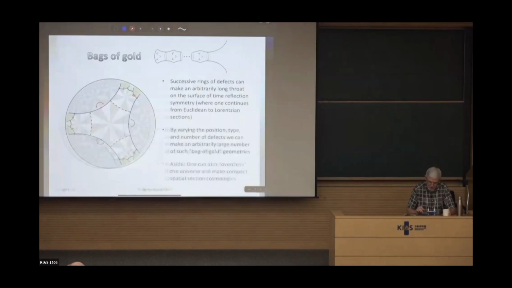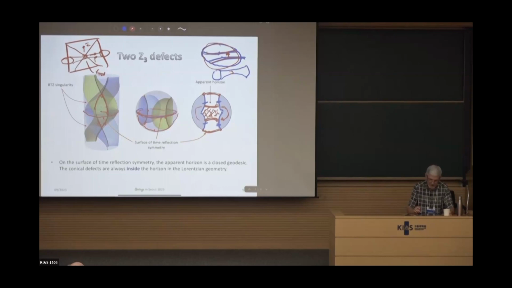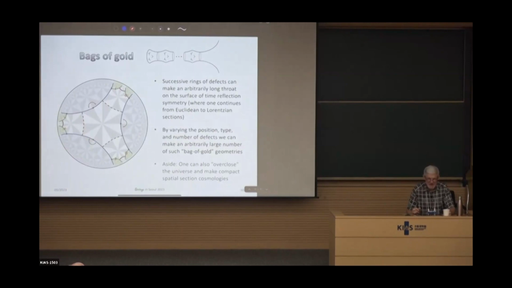Okay. Once you've started playing this game, you can play it as much as you want. All I have to do is keep pushing the operators away from the origin. If I push them far enough away, the effects of the rotational identification don't collide with one another. So here's an example where I have a trio of Z2 defects, arranged symmetrically in a circle, though that's not essential; you could do things more general. It's just for purposes of illustration. The dashed line is my closed geodesic, which is the apparent horizon of this geometry made by three defects.